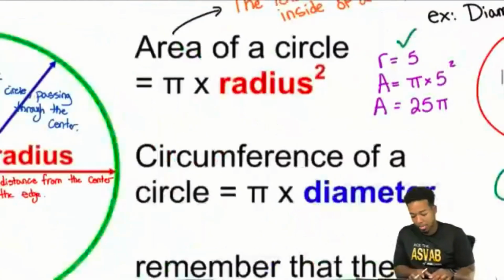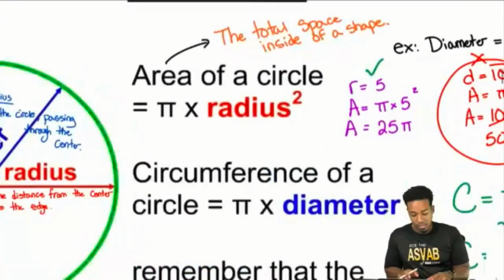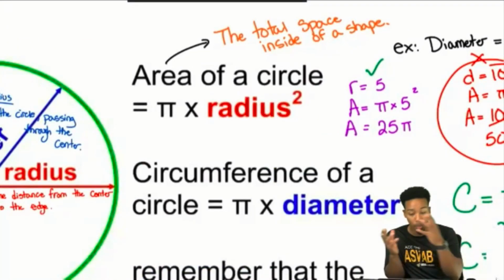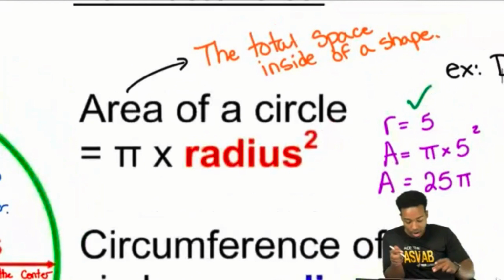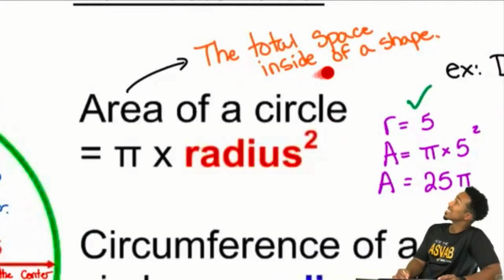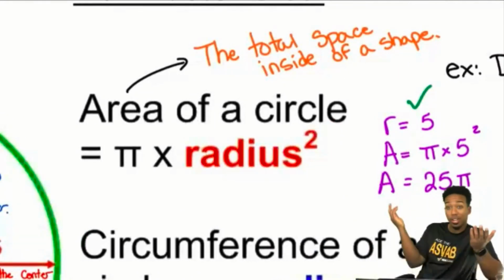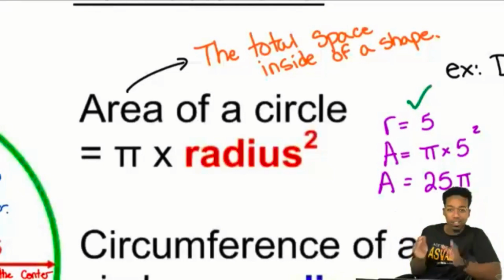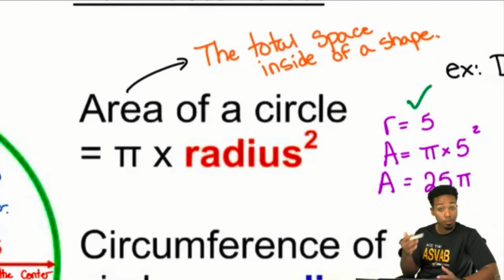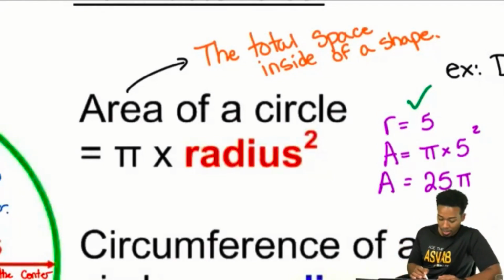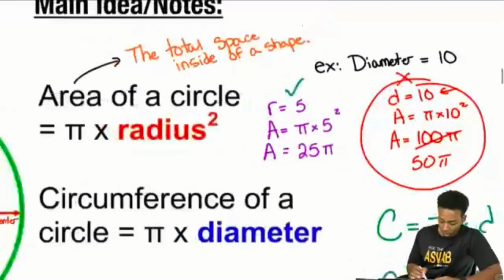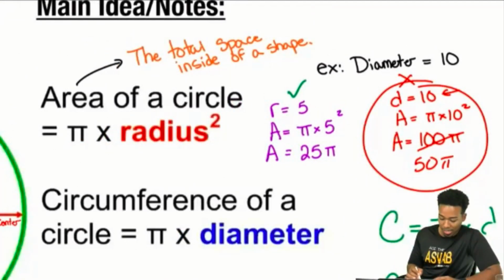Coming up next, other formulas. The area. So remember the area right over here. The area, remember, is the total space inside of a shape, no matter what shape. It's just the total space inside of it. Now there's a specific formula for it here. The area is equal to pi times the radius squared.